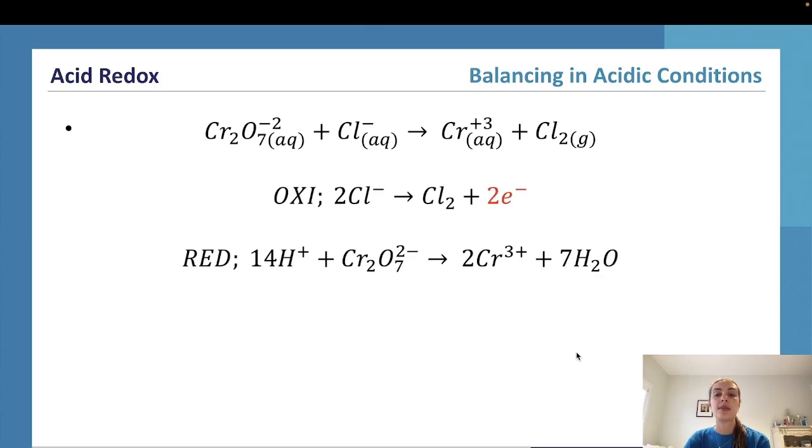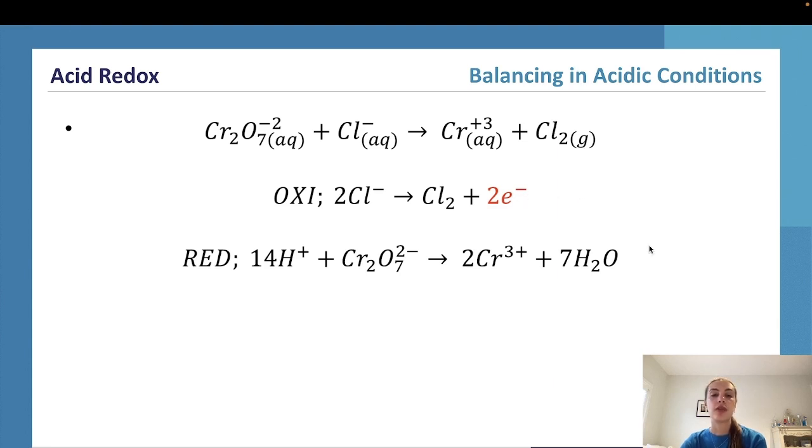The next thing we need to do is balance for electrons. On the oxidation reaction, we've got 2 chlorine ions on the reactant side, so 2Cl-. That means we have a 2- charge on the reactant side of the reaction. But on the product side, if we've only got Cl2, we've not got any charge. So we've got a charge of 0 on this side and a charge of -2 on this side. In order to balance, we need to add 2 electrons to the product side. So we've got -2 on this side and -2 on this side.